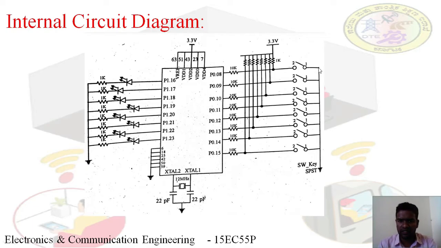In the same way, the switches, which are externally interfaced, are connected to port 0. Switch 1 is connected to pin 8 of port 0, and switch 2 is connected to pin 9 of port 0. In the same way, all the switches are connected to the port 0 pins, and at last the 8th switch is connected to pin number 15 of port 0.